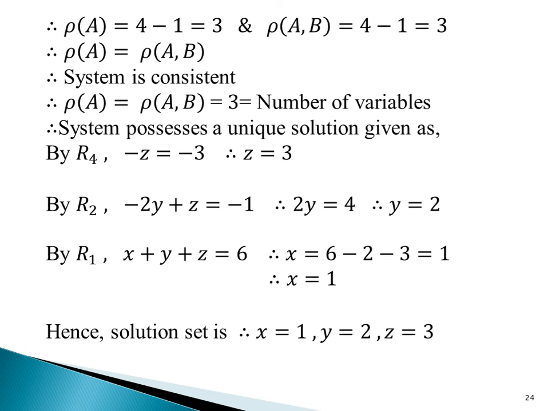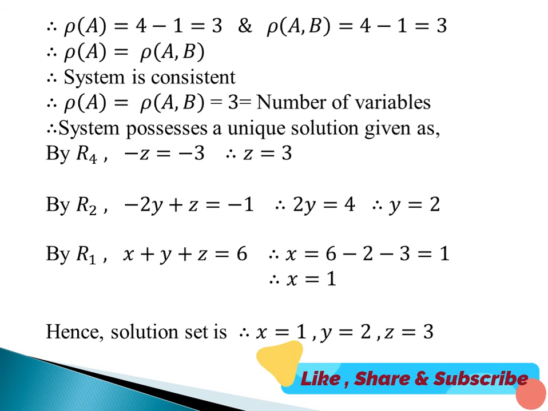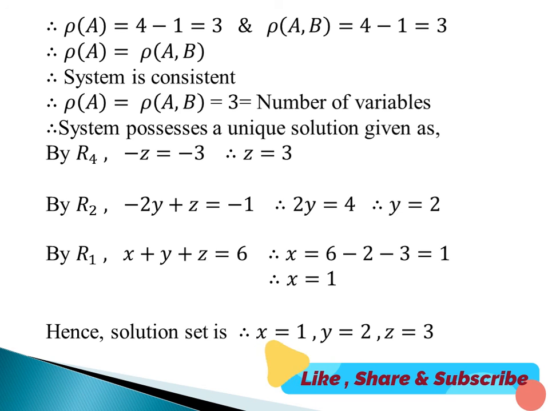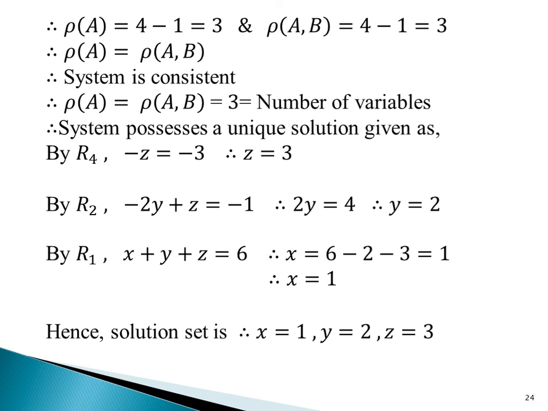I hope you got the concept of system of linear equations with consistent and inconsistent systems. So the summary: if the system is consistent, then it has a unique solution or infinitely many solutions. There is a unique solution if rank of A equals rank of AB, which is equal to the number of unknowns, right? And if rank of AB equals rank of A, which is less than the number of unknowns, then the system has infinitely many solutions. Clear? Thank you.